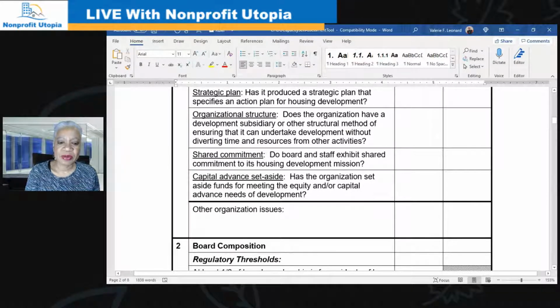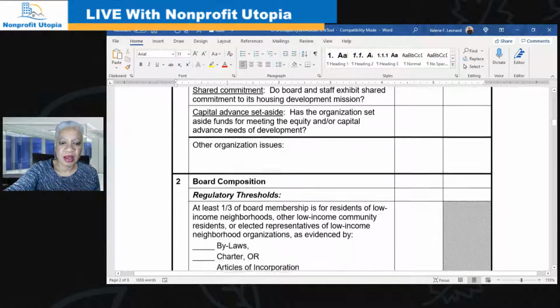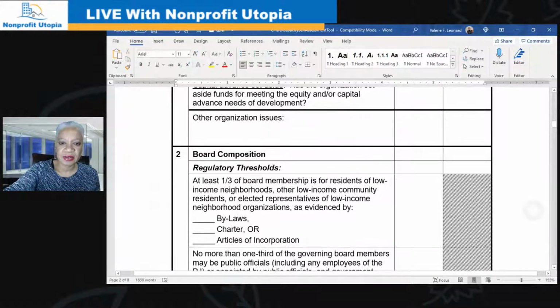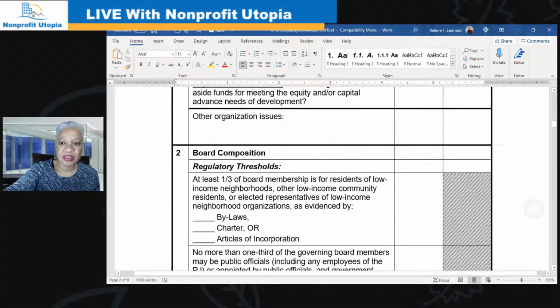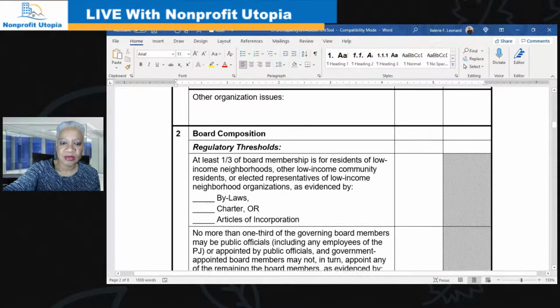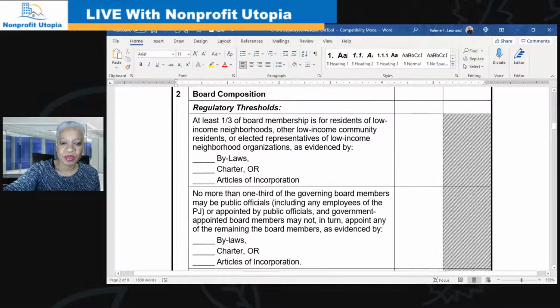Is there a capital advance set aside? And how has the organization actually set aside funds to engage in development? And this again is for housing. But if you plan to do an expansion project, and you're seeking funds to do expansion for your social services, and it involves housing or some other building, that's going to be a question that's relevant to you as well.